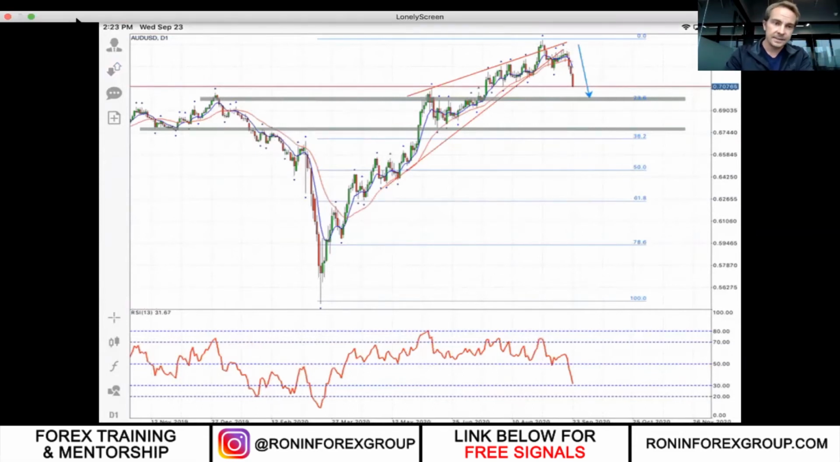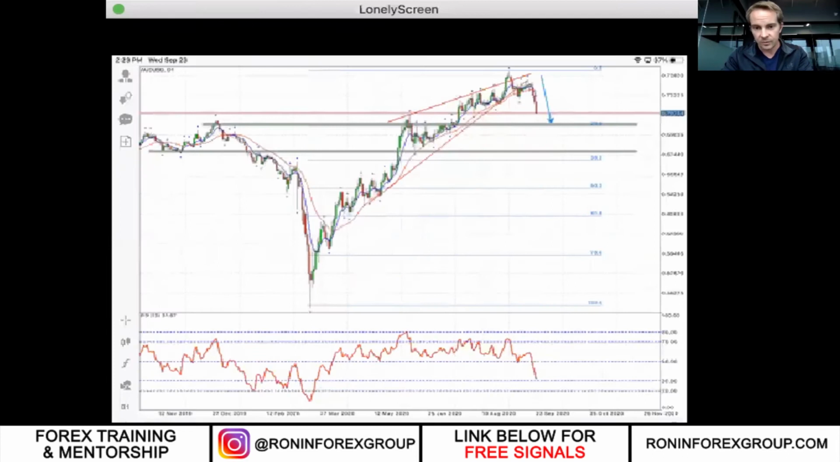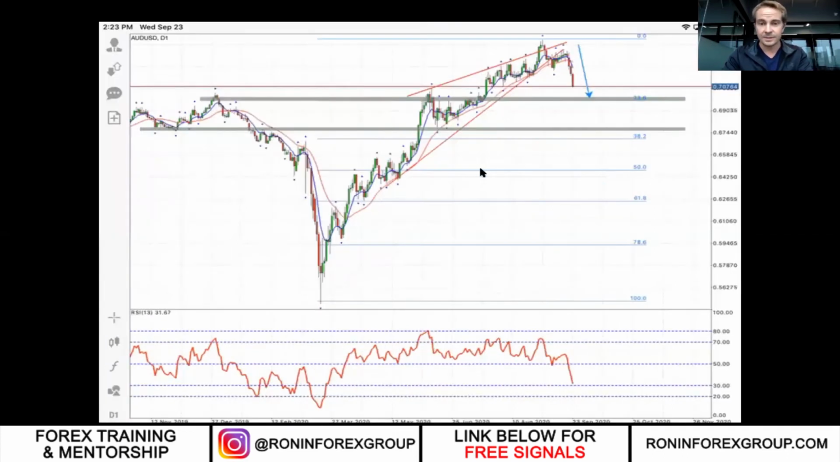So we have ascending wedges and we have descending wedges. Thanks, Pedro. Ascending wedges and descending wedges. And this happens to be an ascending wedge. So you can see this is just another form of a triangle moving higher, right?